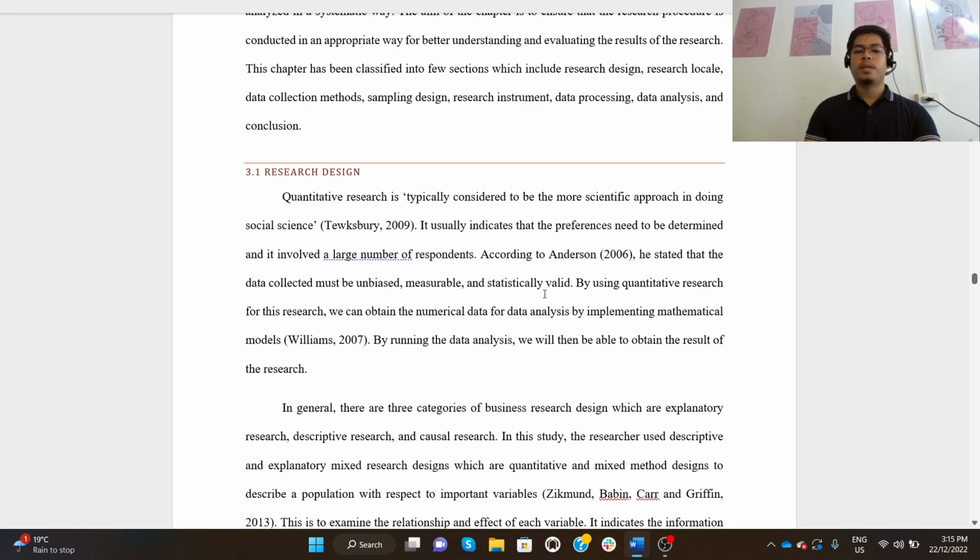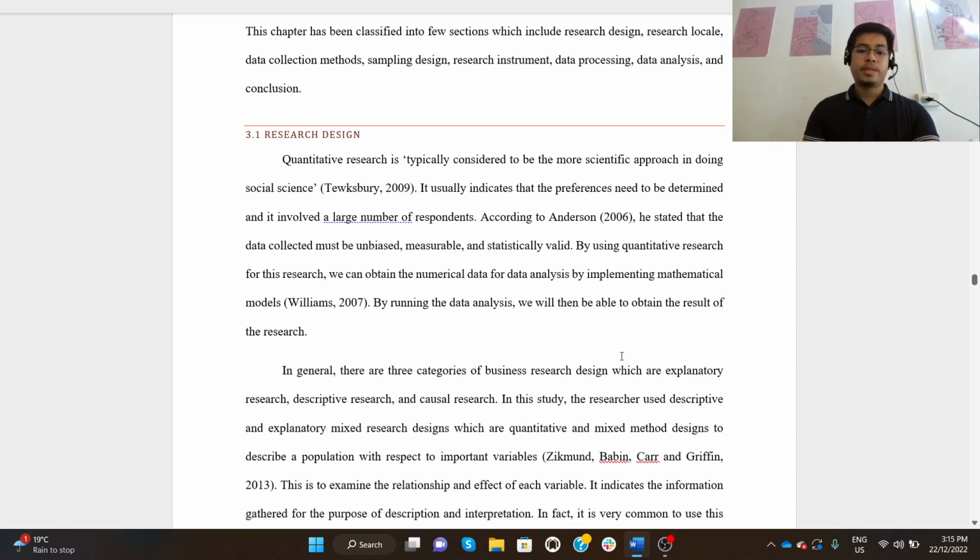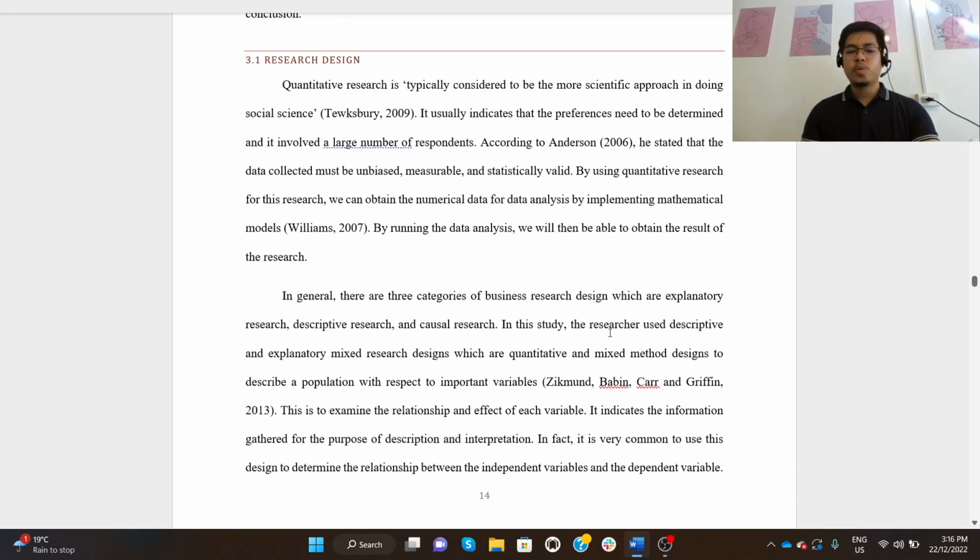Let's start with the research design. Quantitative research is typically considered to be the more scientific approach in doing social sciences according to Tewksbury 2009. It usually indicates that the preferences need to be determined and involve a large number of respondents. According to Anderson 2006, the data collected must be unbiased, measurable, and statistically valid. By using quantitative research, we can obtain numerical data for data analysis by implementing mathematical models, according to Williams, 2007. By running the data analysis, we will then be able to obtain the result of this research.